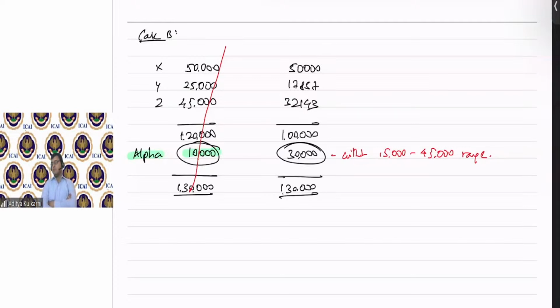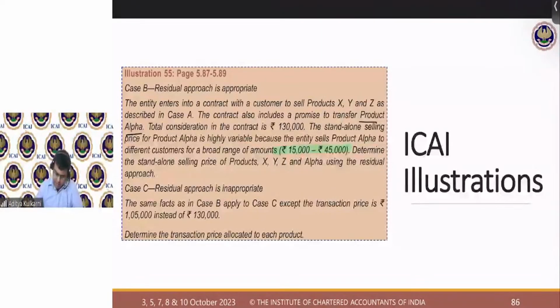Yes. Done. Understood the second allocation? Okay. Done. Now we move on to part C.